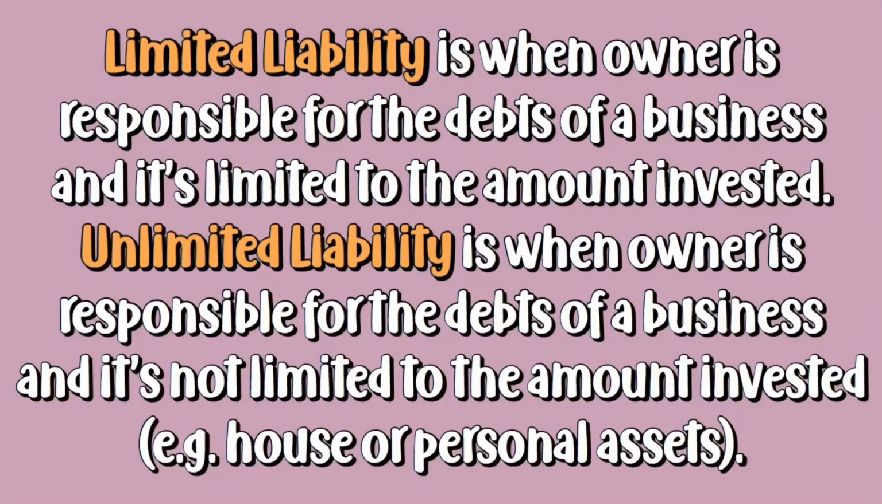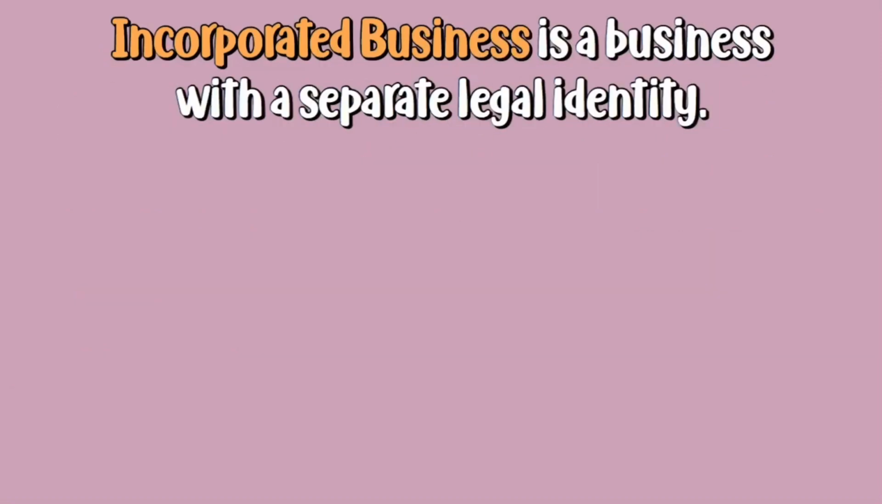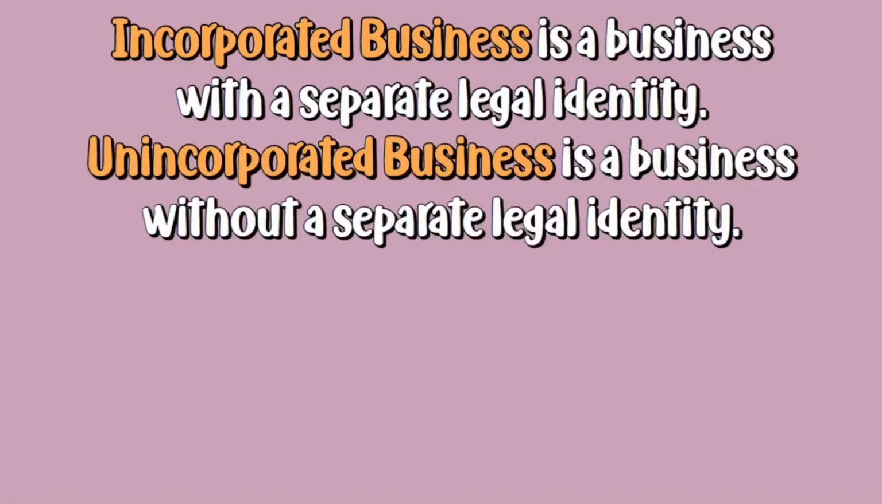On the other hand, we have unlimited liability, and it is when the owner is responsible for the debts of a business and it's not limited to the amount invested. For example, their house or personal assets could be taken away. Next, we have incorporated business, and it is a business with a separate legal identity, whereas an unincorporated business is a business without a separate legal identity.